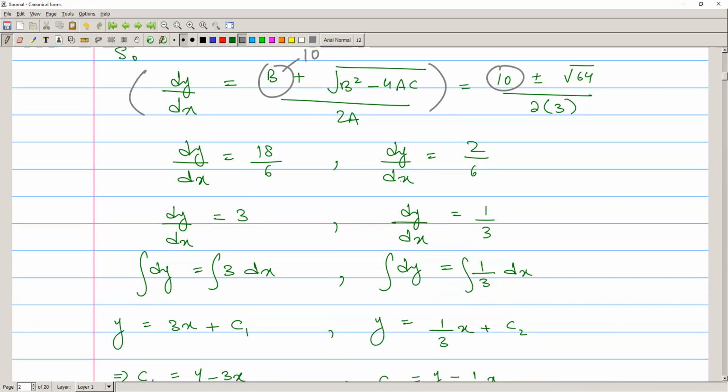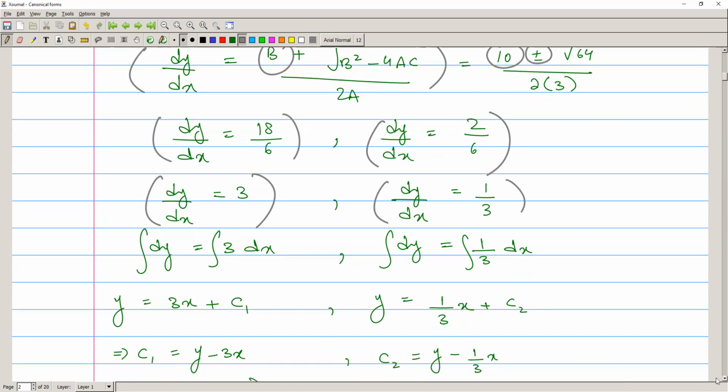Now you can see that after simplifying, dy over dx is either equal to 18 over 6, or dy over dx is equal to 2 over 6, because of this minus and plus. So we will get two roots from here, and now you can see that this is equal to 3, this is equal to 1 over 3.